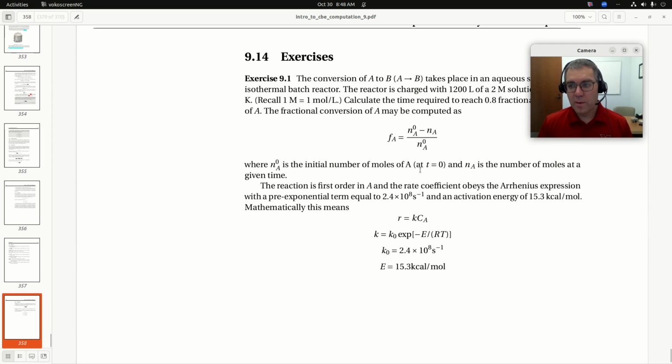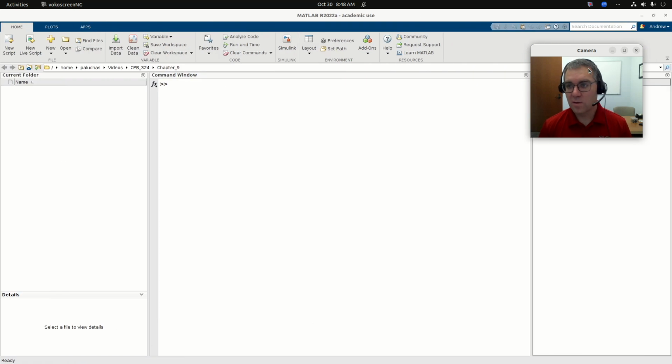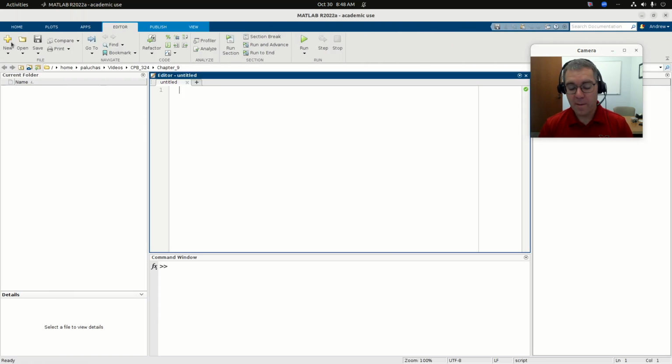So I'm going to jump over to MATLAB and let's solve this. Just like in class, I'm going to take this in pieces. I'm trying to solve a first order ordinary differential equation with MATLAB, so I'm going to start by writing a rate function. I'm going to solve, generate a plot, and make sure things are working correctly, and then I'll build up my code from there.